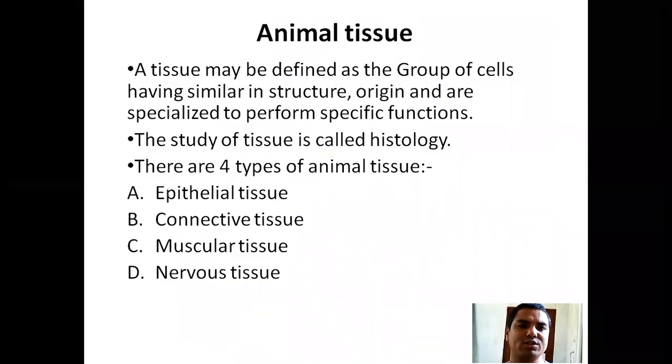First of all, let's know about animal tissue. Animal tissue may be defined as a group of cells having similar structure and origin, and specialized to perform specific functions. The study of tissue is called histology. There are four types of animal tissue. They are epithelial tissue, connective tissue, muscular tissue, and nervous tissue.